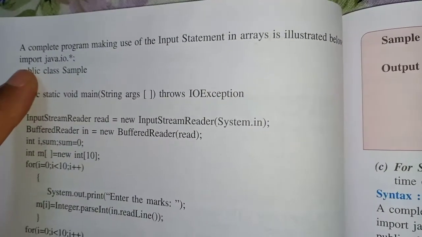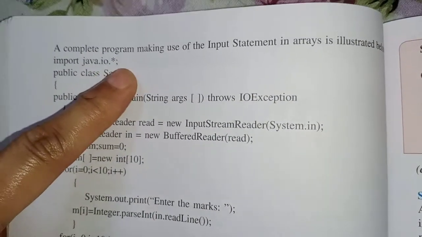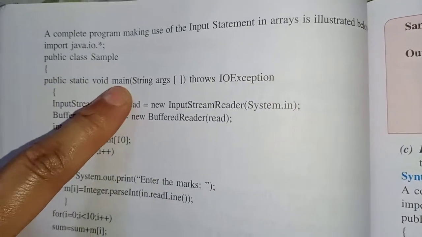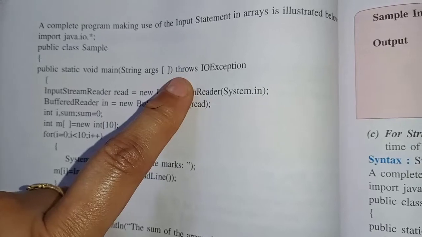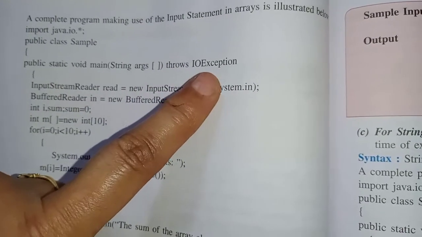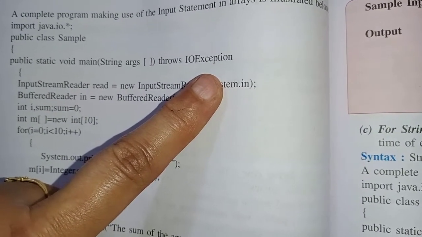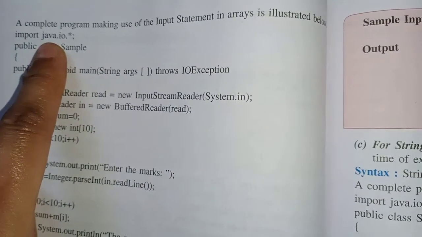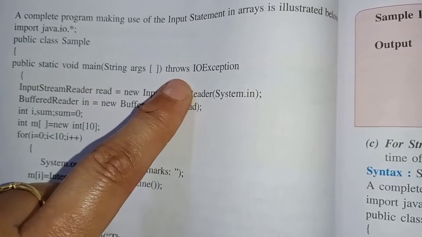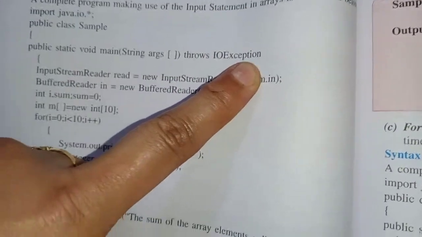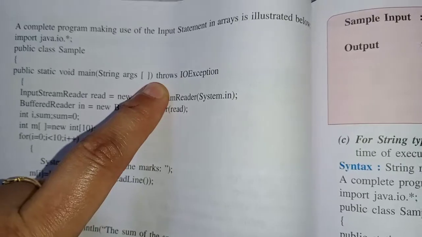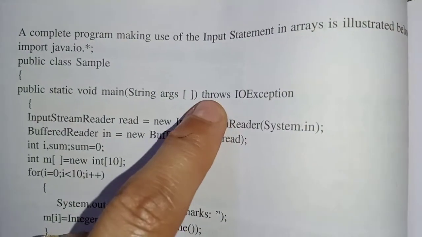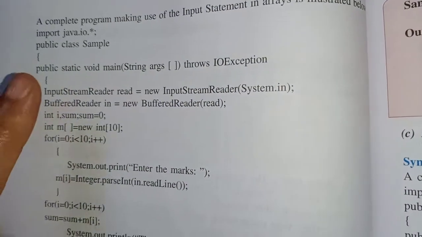Here one exemplary program is given: import java.io.*, public class sample, public static void main string args. So you have to write it with throws IOException. You have already done this method. For this input stream method you need one package, java.io, and with the main we are always writing throws IOException. What is its work? It will help in finding out the errors in the program.